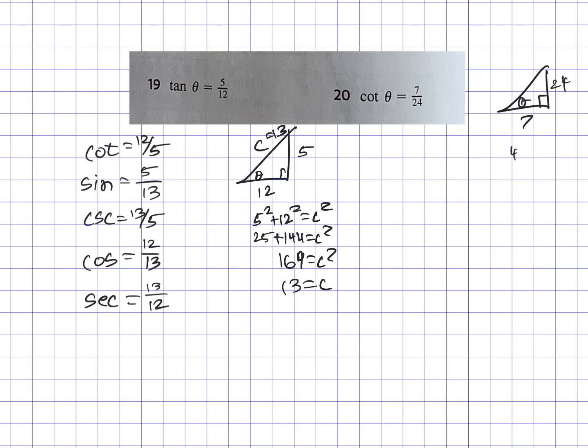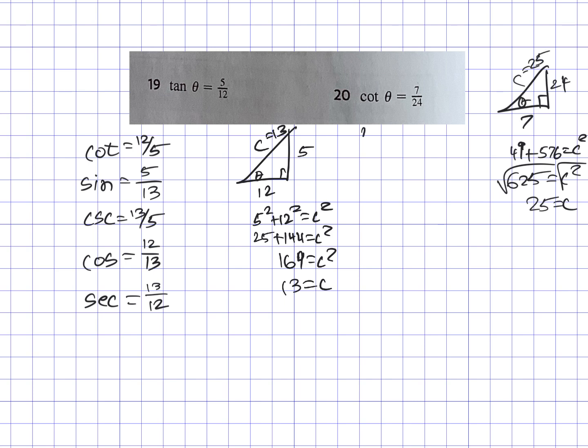So 24 squared is 576, I think, equals c squared. Okay, so 576 and 49 is 625. You take the square root of both of those, and you get the square root of 625, which is 25.